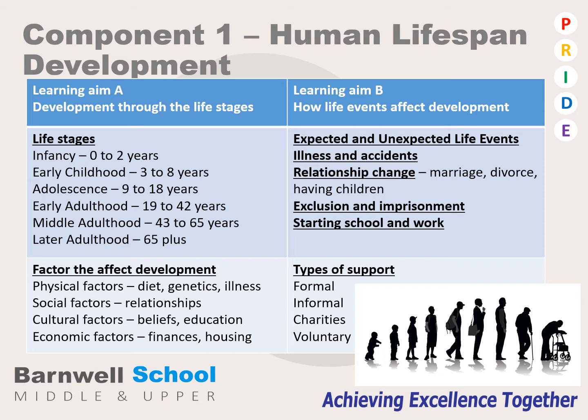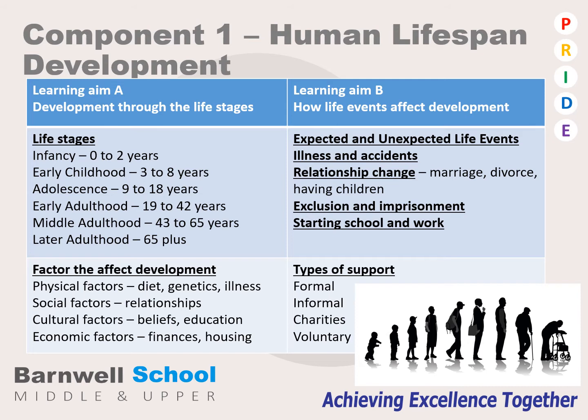Okay, so I'm going to go through all the components and give you some idea of the content. Component 1, we look at human lifespan development and how we develop over life stages. I've listed the life stages there. When we talk about development, we look at not just physical development, but how we develop socially, emotionally, and intellectually. We then look at, as we develop over our lives, what are the factors that can have an impact on our development? And they can be both positive and negative.